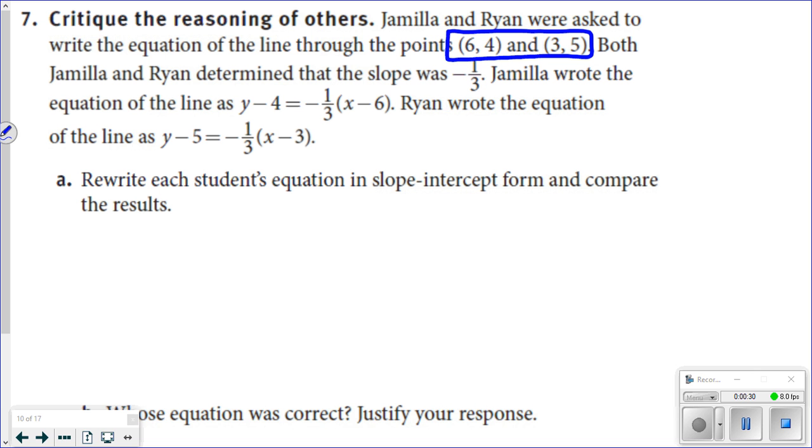So both of these students determined that the slope was -1/3. And if you're looking, this first student wrote her equation with y minus 4 equals -1/3 x minus 6. And then our second student, he wrote his equation with y minus 5 equals -1/3 and then x minus 3.